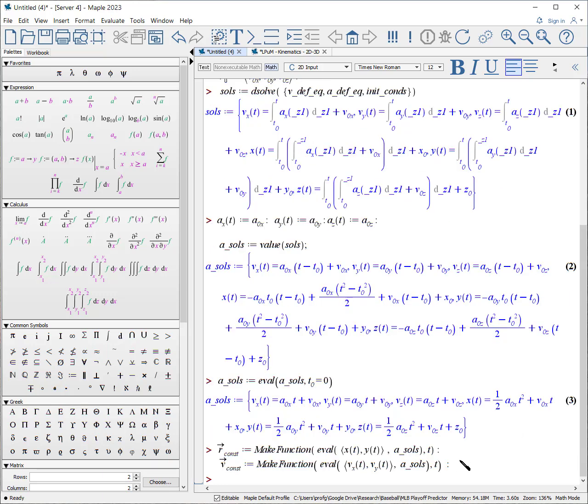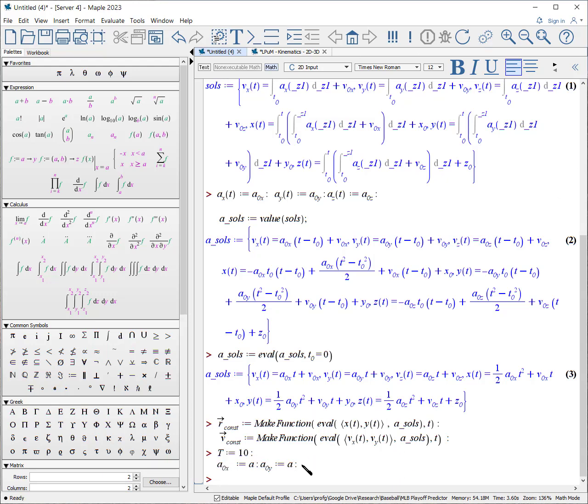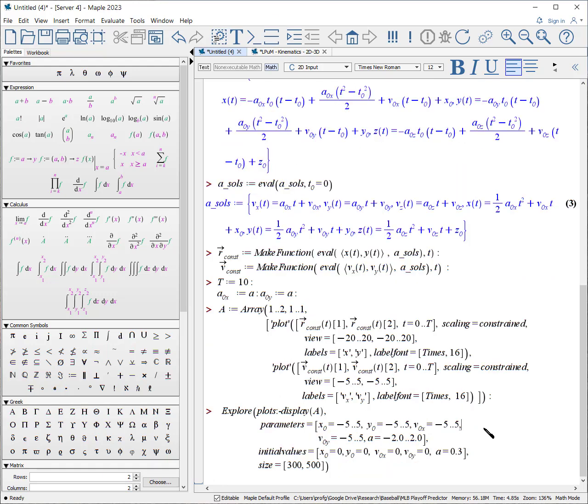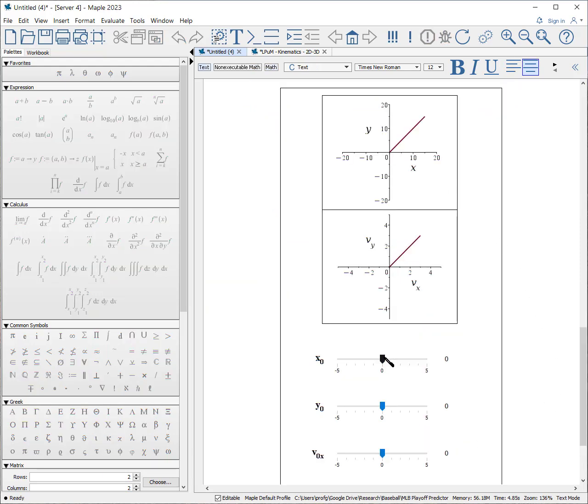I'm going to make functions out of the solutions of x and y in only 2 dimensions. Define these acceleration components as the same and create an array of plots in single quotes so they don't get executed until I need them to be executed, of position and velocity, and explore these plots for the varying constants that we can put in for x, y, and for v sub 0 and v sub x and our acceleration. And this is the plot we get, assuming we start at x equals 0, y equals 0 with no initial condition, and all we're doing is accelerating in both the x direction and y direction.